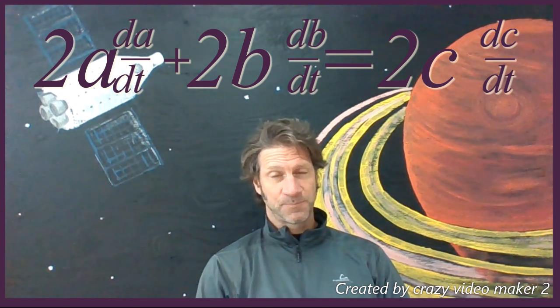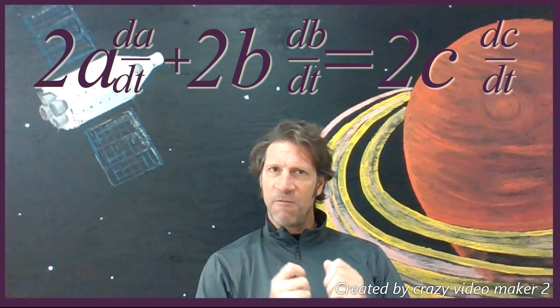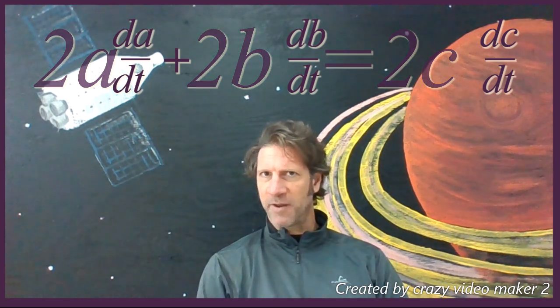The question we're being asked to answer is how fast is c growing with respect to time? So we're trying to solve for dC dt. We know everything else because we know the Pythagorean theorem.